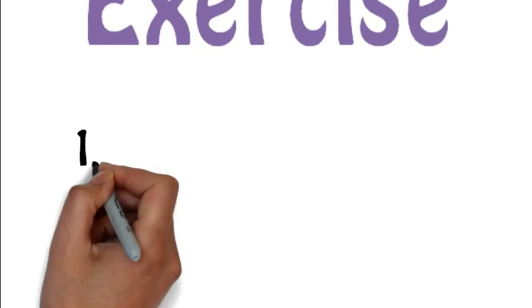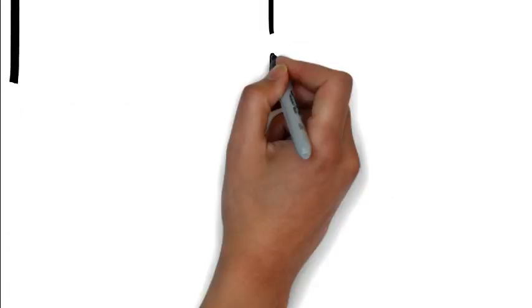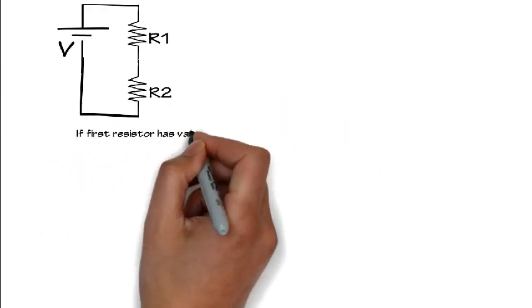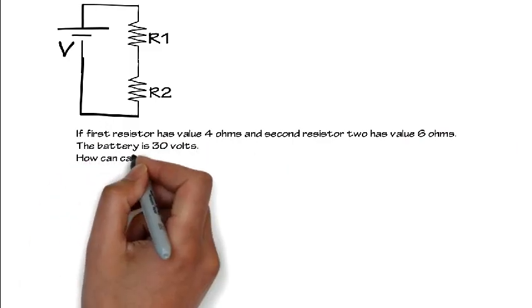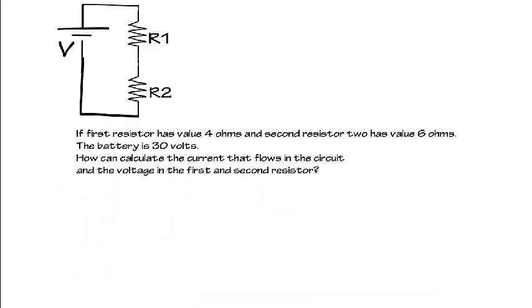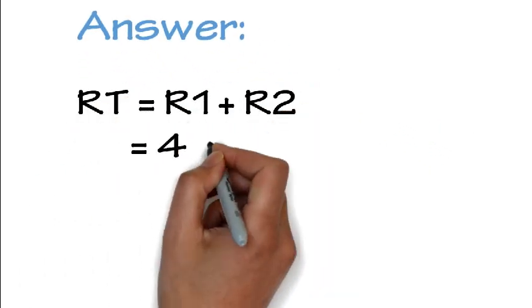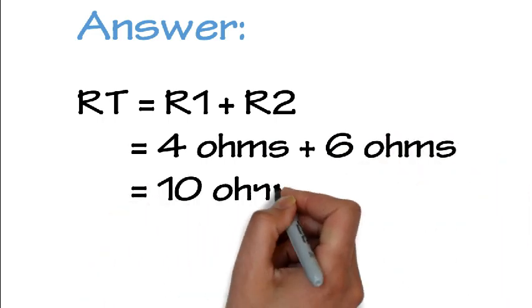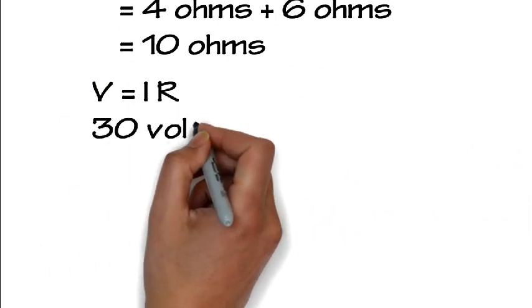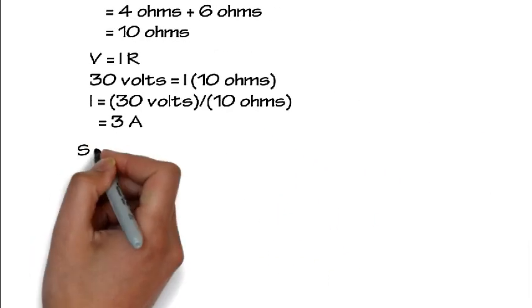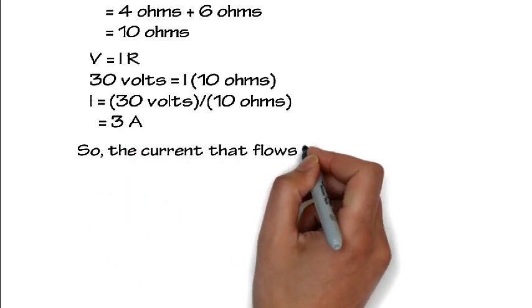Exercise. Look at the picture. In this picture, there is R1, R2, and voltage. If R1 has value 4 ohms and R2 has value 6 ohms, the battery is 30 volts. How about the current that flows in the circuit? The total resistance equals R1 plus R2. Voltage equals I times R. So the current that flows is 3 amperes.